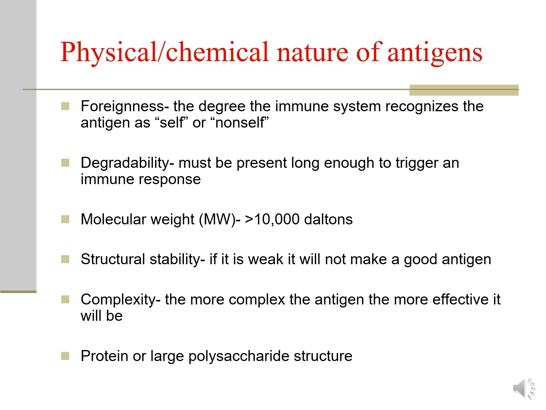There are several properties that actually make an antigen. These properties are both physical and chemical. Foreignness is one of the properties that makes up an antigen, and that's the degree the immune system recognizes the molecule as being self or non-self. So the more the body recognizes it as being non-self, the more foreign it is.